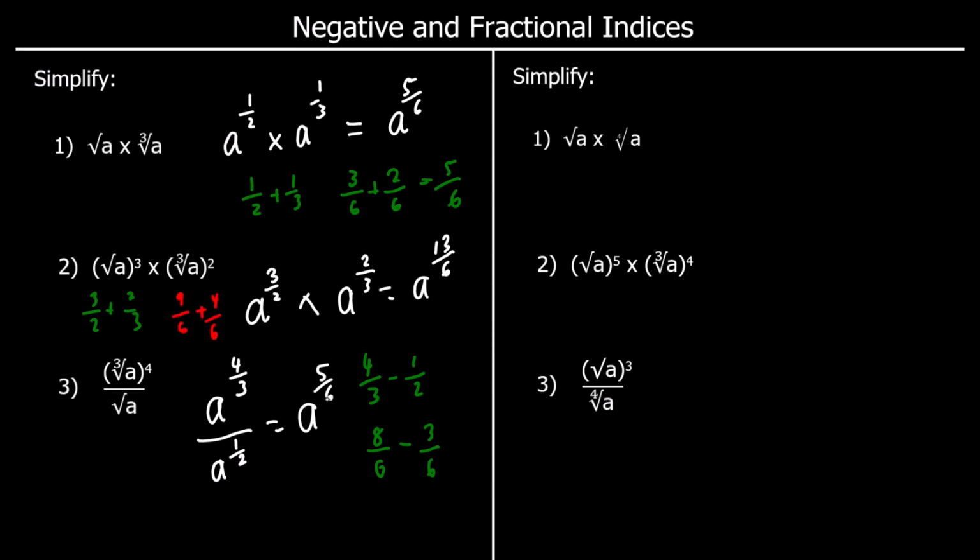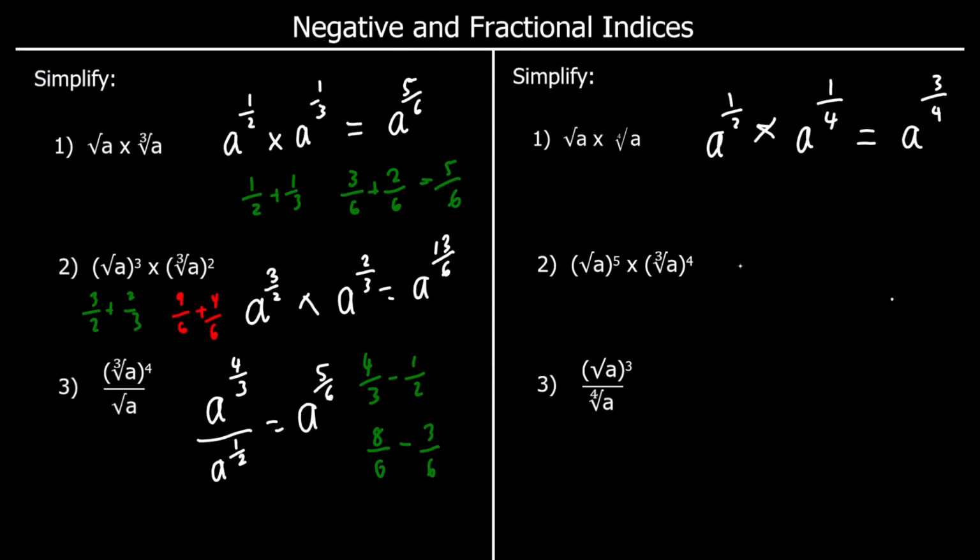Okay, 3 for you to try. So give them a go. So the first one, we've got a to the power of a half, and then we've got the fourth root of a, which is a to the power of a quarter. When we multiply indices, we add the powers, so a half plus a quarter is 3/4.